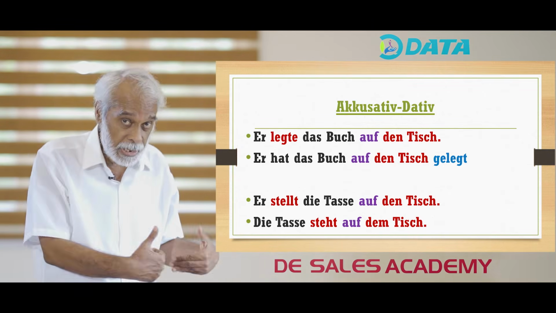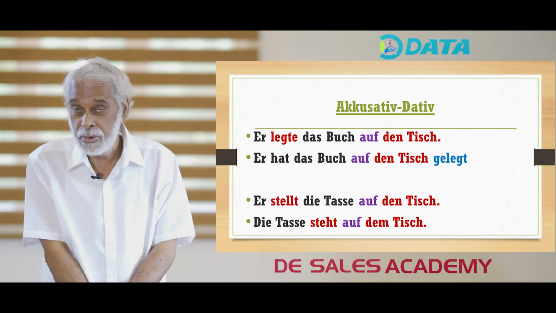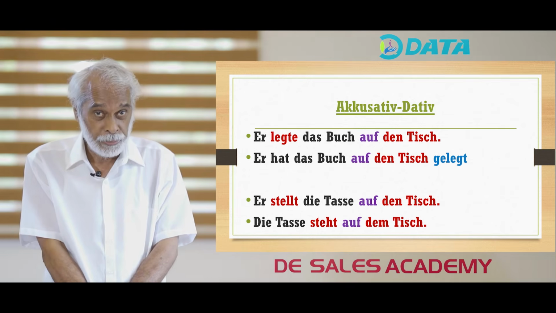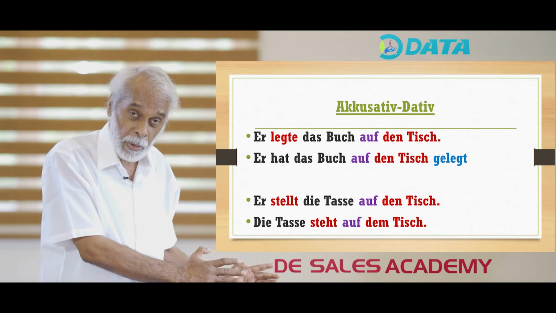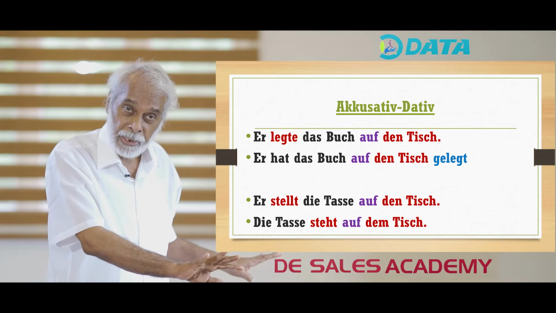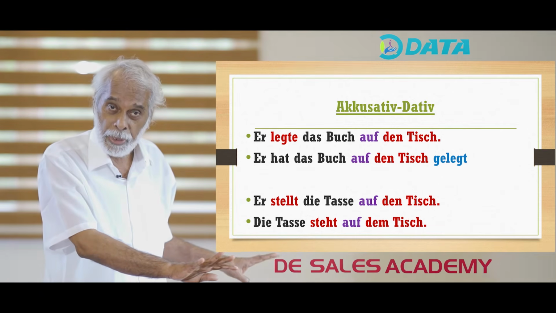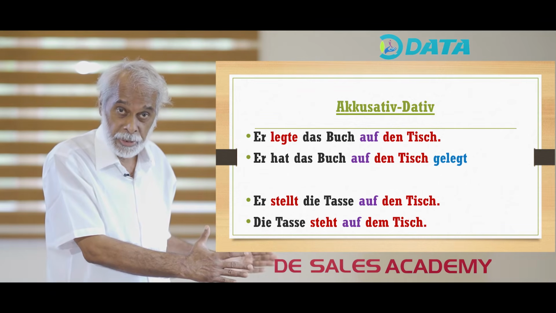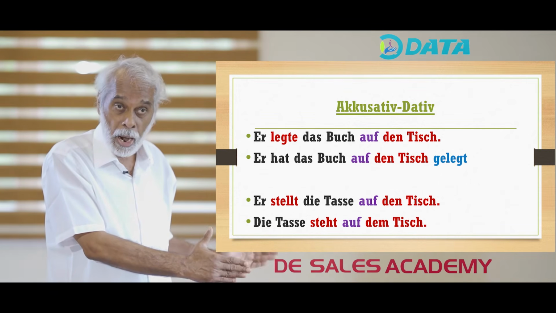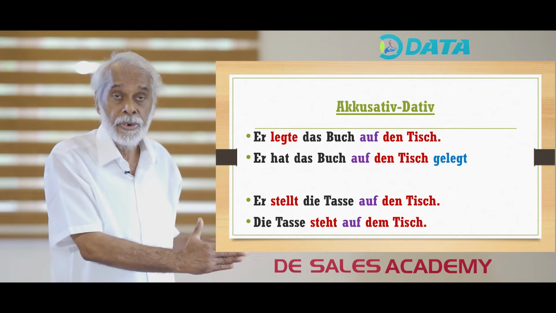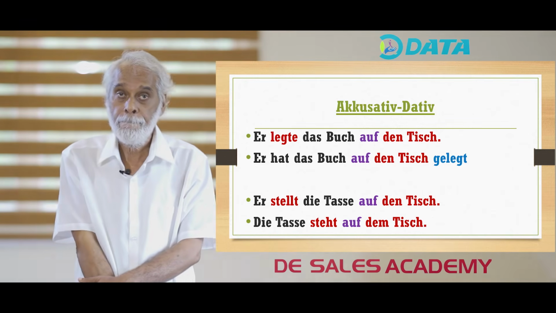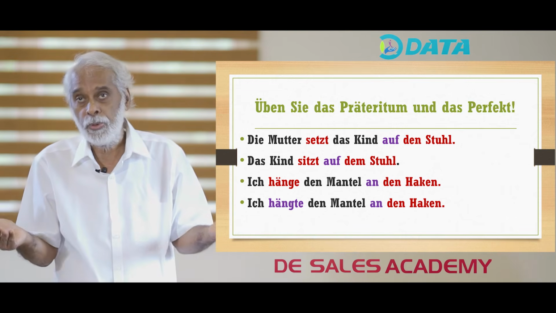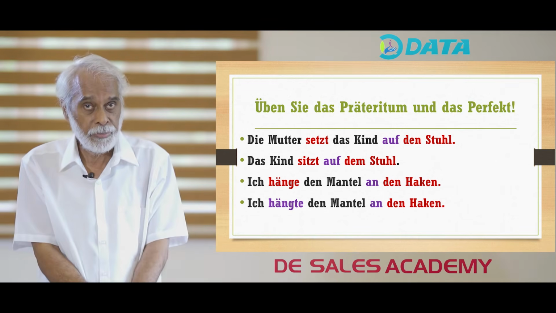Or er stellt die Tasse auf den Tisch. Now, once you have placed the cup on the table, keine Aktion mehr, keine Bewegung mehr. Die Tasse ist da. Die Tasse steht auf dem Tisch. Also üben Sie das Präteritum und das Perfekt von diesen Sätzen.